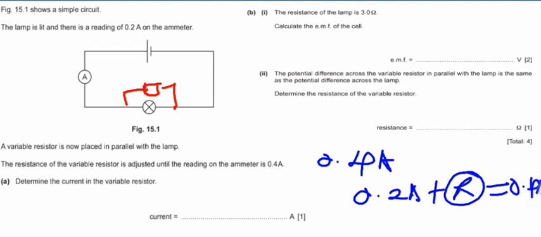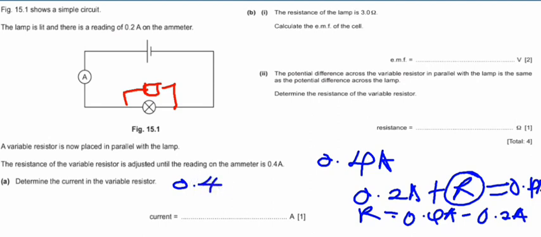0.4 amps. So in short, just say 0.4 amps minus 0.2 amps for the lamp, then the answer that we are going to get here is just going to be 0.2 amps for the resistor or variable resistor. So that is how we answer. Then as for B, the resistance of the lamp is 3.0 ohms. Calculate the EMF of the cell.